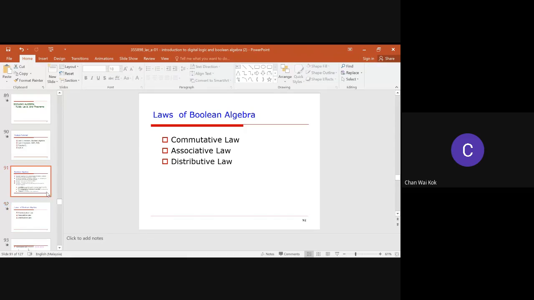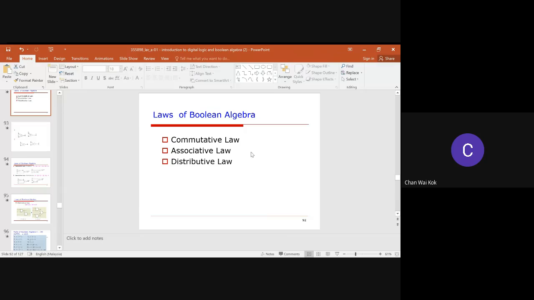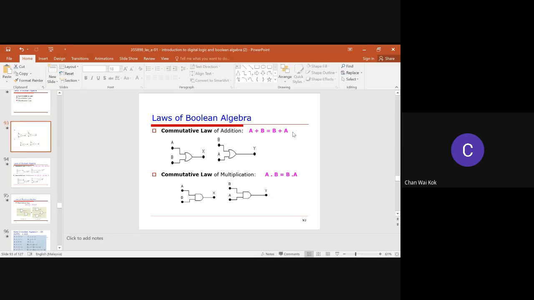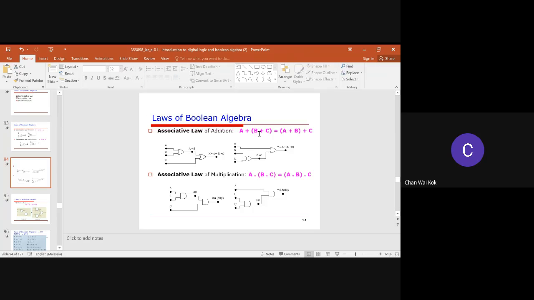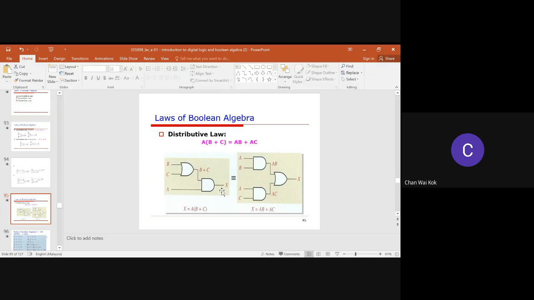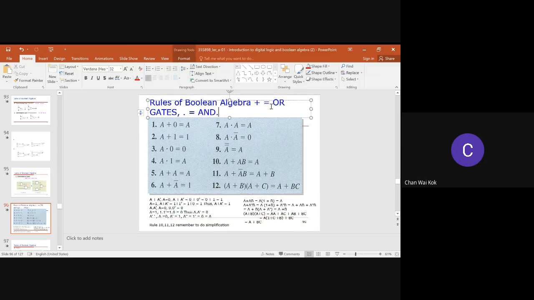So you have three laws: commutative law, associative law, and distributive law. This one you also learn in basic maths. Commutative law: A plus B equals B plus A, A times B equals B times A. This is only applicable for addition and multiplication, it might not be applicable for other operations. Then you have associative law: A plus bracket B plus C equals bracket A plus B, close bracket, plus C. It's the same for multiplication. And also you have distributive law. Then we see there are 12 rules in Boolean algebra.